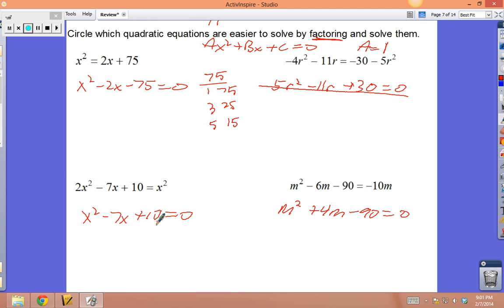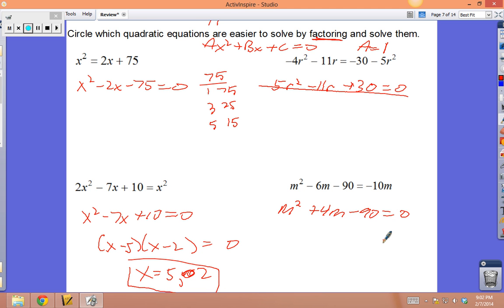Okay, can you multiply and get 10 and add and get 7? And that one's a little bit easier. We should be able to find it with x minus 5 and x minus 2, because a minus 5 times a minus 2 is 10, but a minus 5 added to a minus 2 is a minus 7. So your solutions, x is going to be 5 and 2. There's two solutions, 5 and 2.